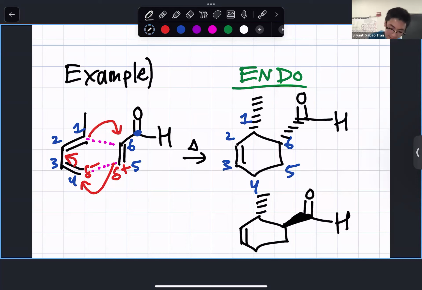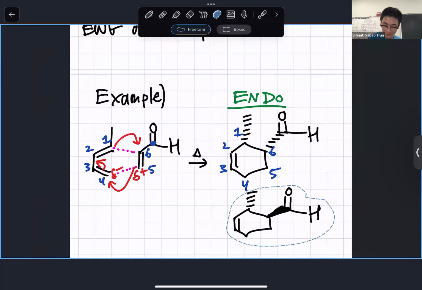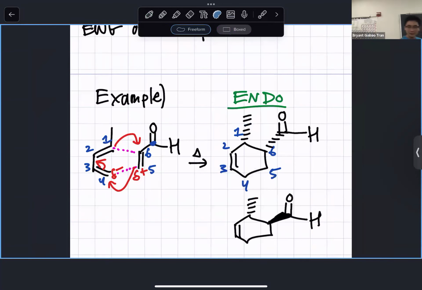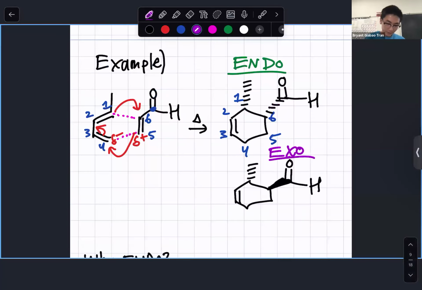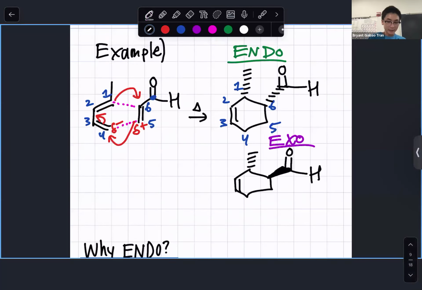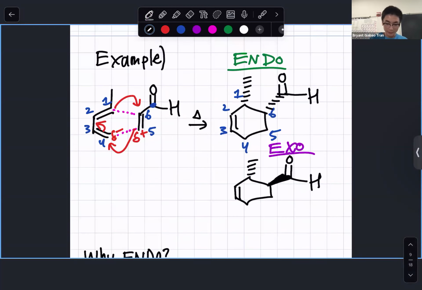Right? Back in 118A, we would always say that this product here is more stable than this product because it has less steric hindrance, right? One is facing up, one is facing down, avoiding steric hindrance, making it more stable. But in 118B, in Diels Alder, this is actually the more stable product here. And that is because of the secondary p overlap, like think of it like resonance.